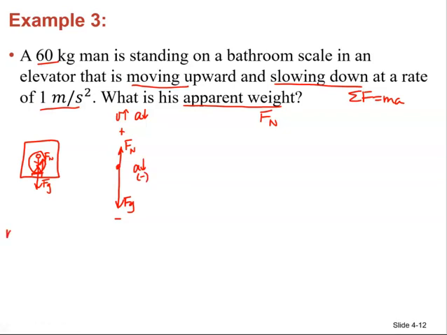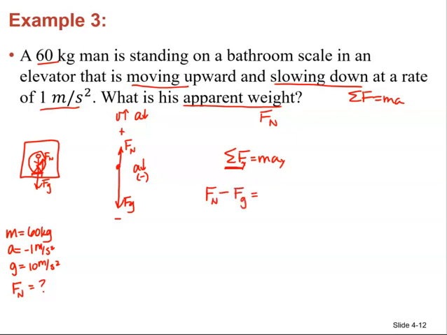So what do we know? We know his mass is 60 kilograms. We know that his acceleration is 1 meter per second squared, and we just said it's negative. g is 10, and we are looking for the normal force. So Newton's second law problem, the sum of the forces equals mass times acceleration. So again, we are looking at the forces that are on the y-axis. So we have the normal force pointed in the positive direction, the weight force pointed in the negative direction, and that's going to equal ma.